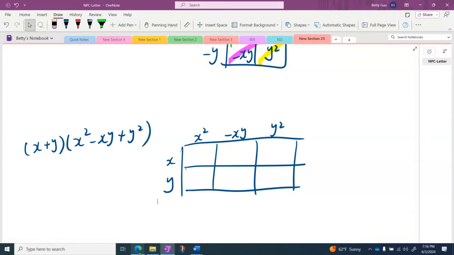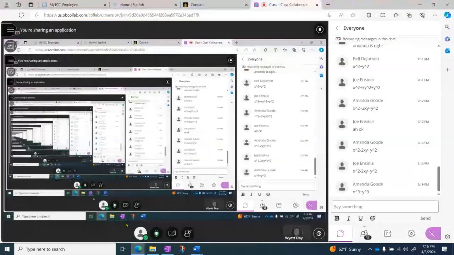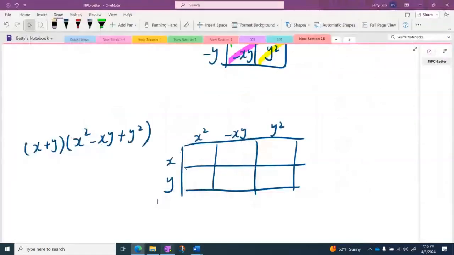Let's see what you have. X cubed plus y cubed, that's correct. Very good. Let's see how we end up with x cubed plus y cubed.